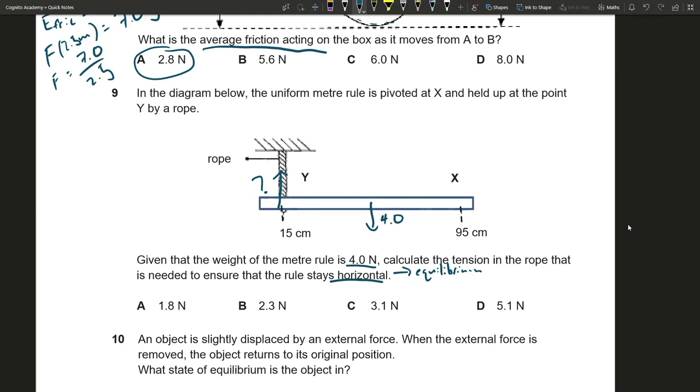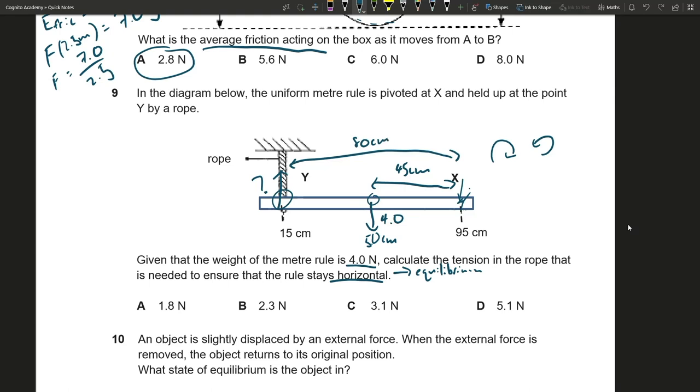So, being in equilibrium, we can use the principle of moments. Basically, the clockwise moments are equal to the anti-clockwise moments about any point. Here we also have a force acting here, but to simplify things, let's just take the moments about this point so we don't have to consider the force directly. All we have to consider is the tension from the rope and the weight of the ruler itself. Now, because this is a meter rule, its center of gravity is at the 50 cm mark. This distance is 45 cm, and then this distance is 95 minus 15, which is 80 cm.